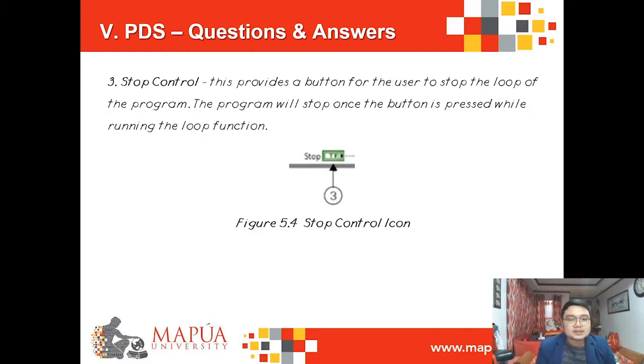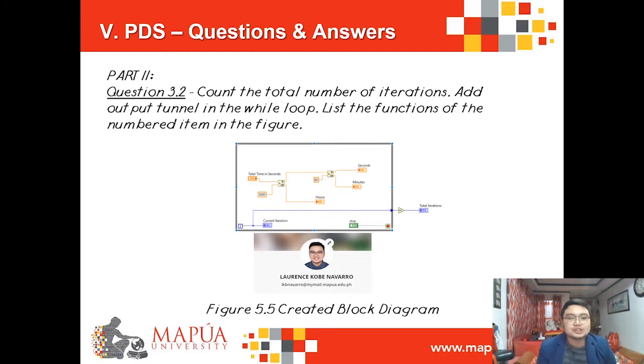So next is part 2, question 3.2. Count the total number of iterations, add output tunnel in the while loop, list the functions of the numbered item in the figure. In figure 5.5, this is the block diagram I created in LabVIEW 2020, wherein I add the total iterations outside the while loop. I also add the output tunnel so that I can connect the iteration value from inside the loop going to the outside of the loop.